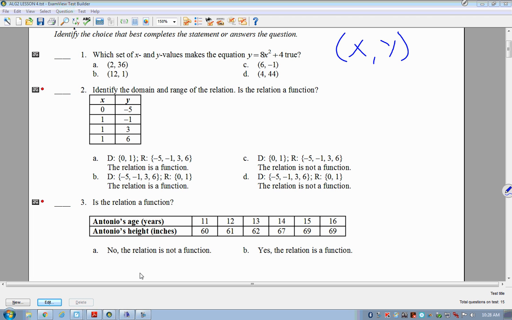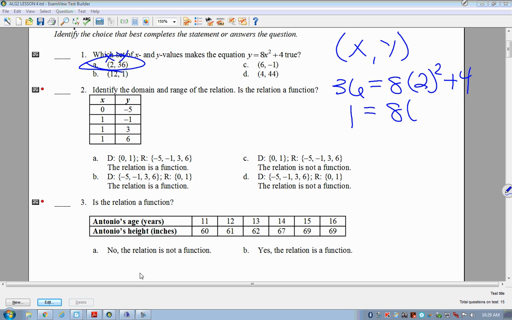So for instance, this is x, this is y, and we would be testing A. We would say 36 equals 8 times 2 squared plus 4. Okay, so we want to see if that statement is true. I plugged in 36 for y and 2 for x. What is 2 squared? 4. What's 8 times 4? 32. What's 32 plus 4? So is A true? Yes. And you can check and see if the other ones are wrong. Like, for instance, 1 equals 8 times 12 squared plus 4, right? We should already be able to tell that that's incorrect, right? Okay.